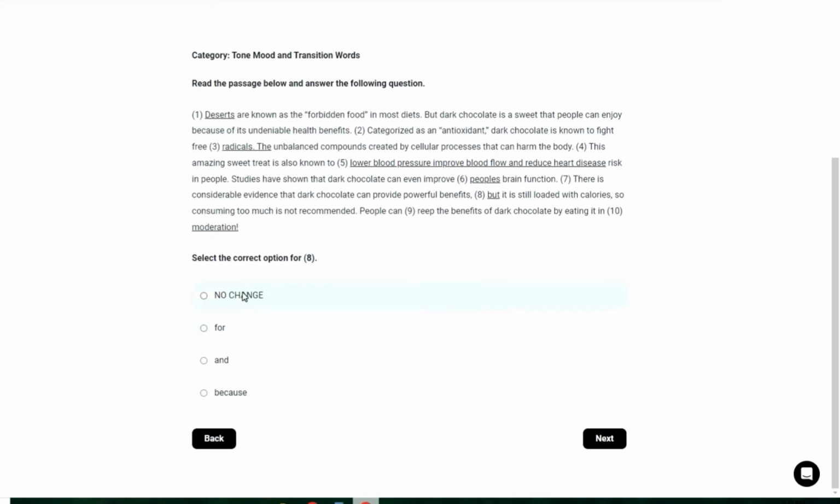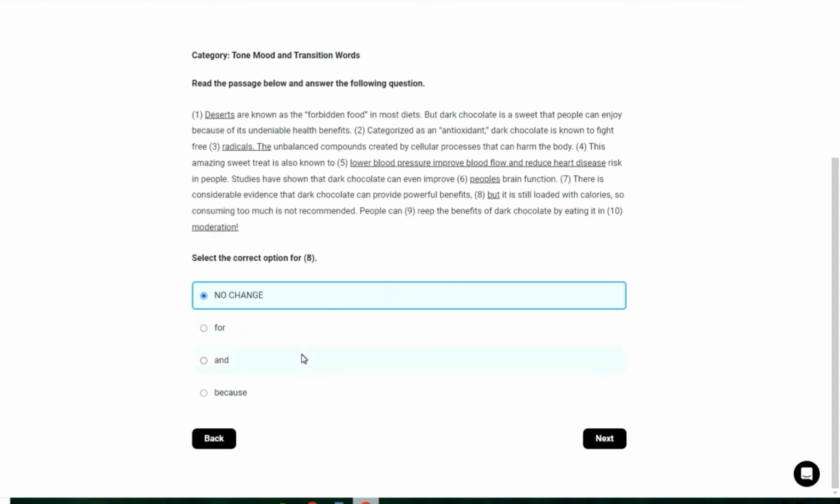And so initially, right away, I said, hey, this one's fine. It's saying but, so it's kind of saying there's a little bit of a drawback to it, though. So I initially chose no change. But like normal, we need to go through all of them. So for B, 4. So there is considerable evidence that dark chocolate can provide powerful benefits. 4. It is still loaded with calories.